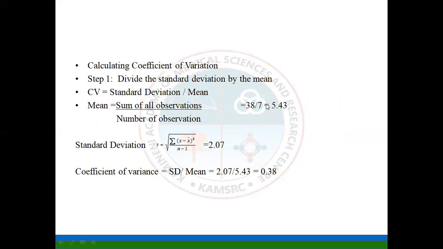the mean is 5.43, and the standard deviation is 2.07. So by these values, we calculate the CV, where the formula is standard deviation divided by mean. 2.07 divided by 5.43 is 0.38. This is for the first group, the children group.